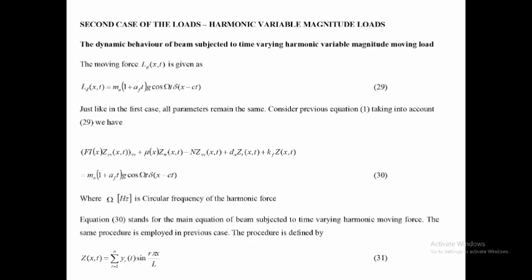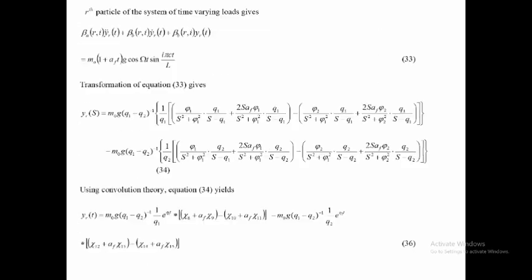Consider previous equation 1. Take into account equation 29. We have equation 30, where omega on the right hand side is the circular frequency of the harmonic force. Equation 30 stands for the main equation of the beam subjected to a time varying harmonic moving force. The same procedure employed in the previous case is used here. The procedure is defined by equation 31.